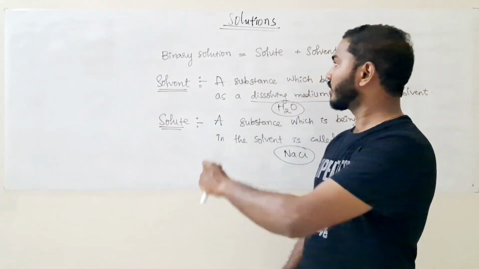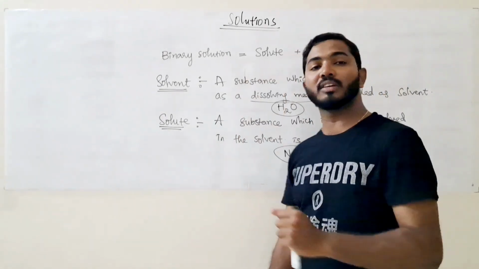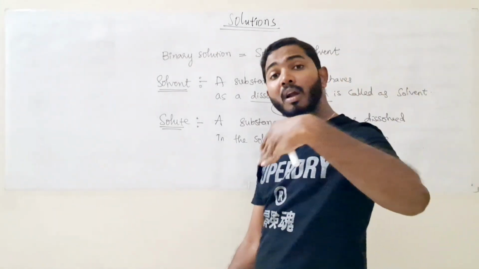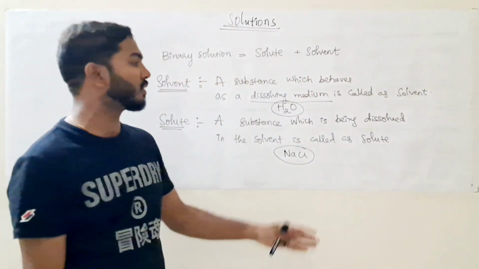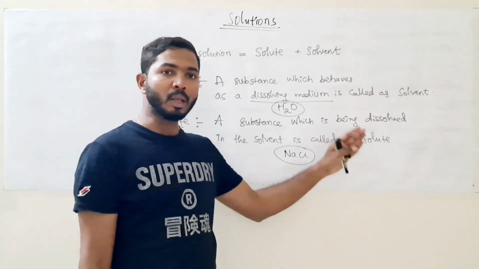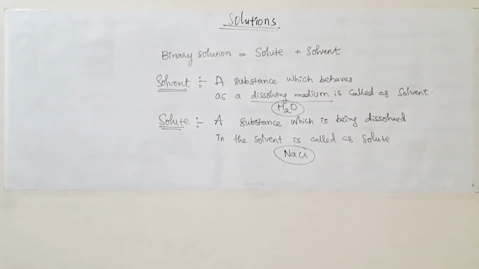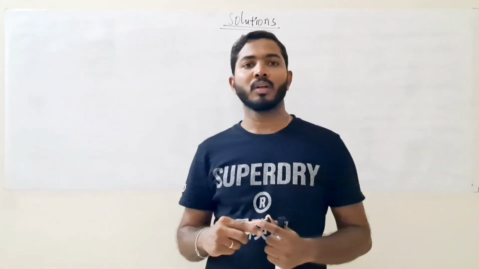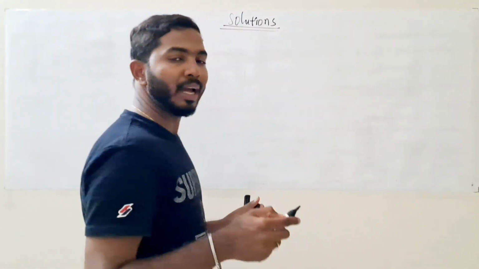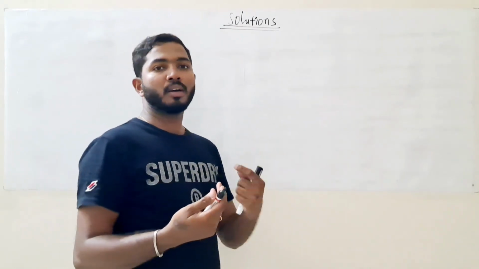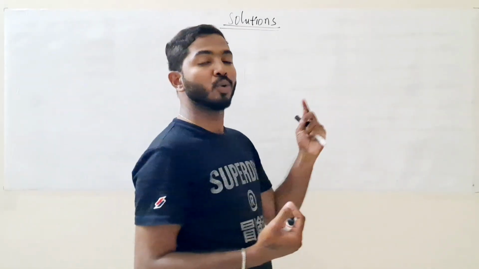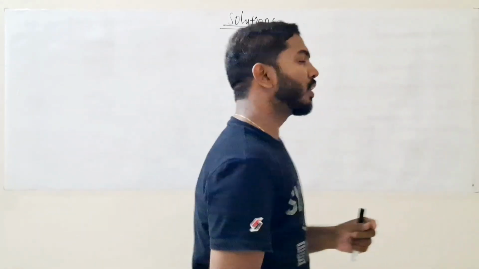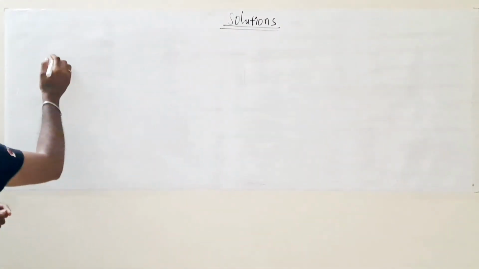So any substance which behaves as a dissolving medium is called a solvent, and a substance which is being dissolved in that particular solvent is called as solute. I hope it is clear. Please try to take the screenshot of this. So let's continue. Let me give you 1 or 2 examples, and then you try to define which is going to behave as solute and which is going to behave as a solvent.